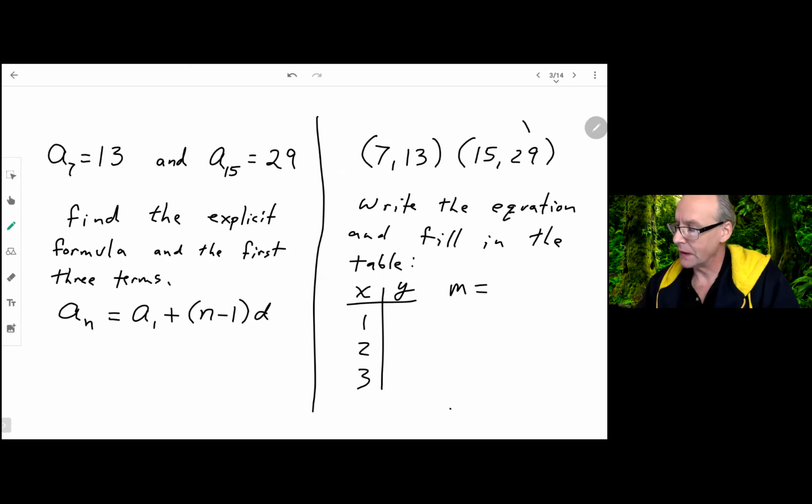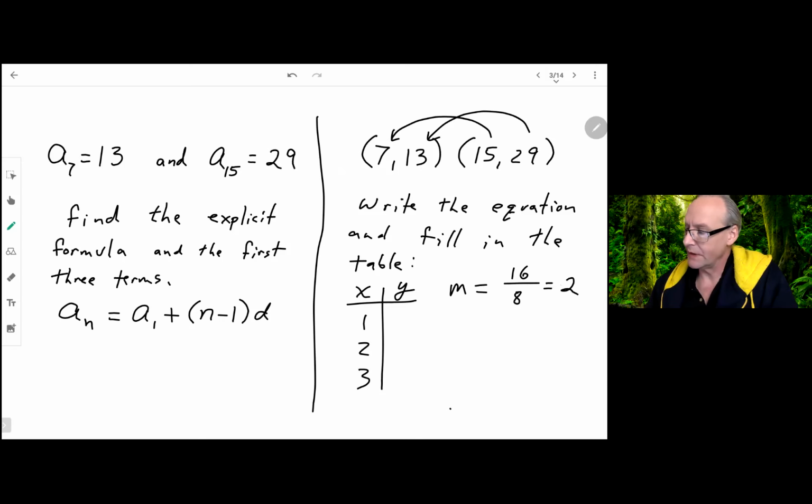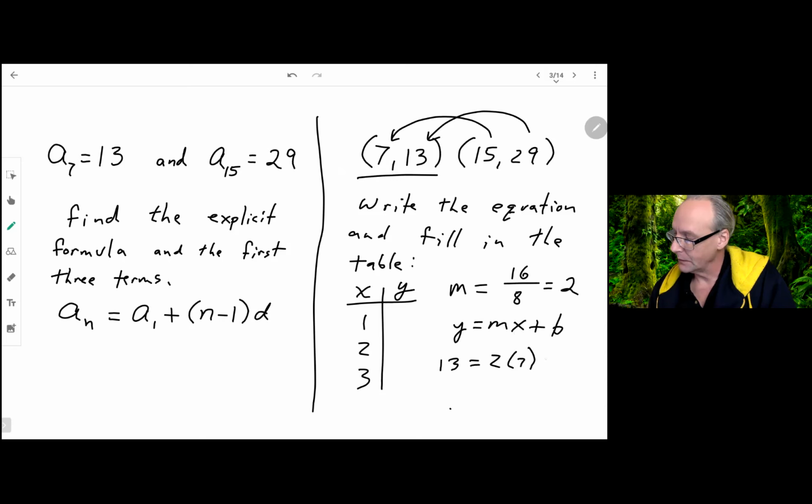My slope is 29 minus 13, which is going to be 13 from 29 is 16. And 15 minus 7 is 8. And that's a slope of 2, isn't it? Now I'm going to substitute one of my points in. I'll use the 7, 13. So y equals mx plus b. And I'm going to put my y, which is 13, my m, which is 2, my x is 7, plus b. That is 14.